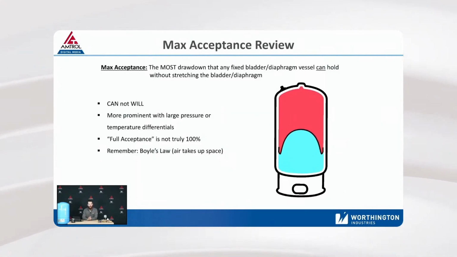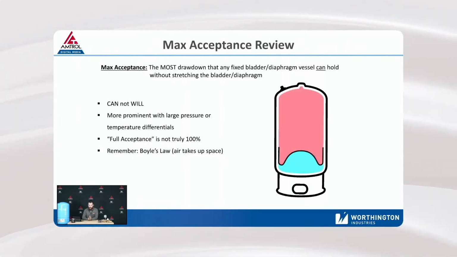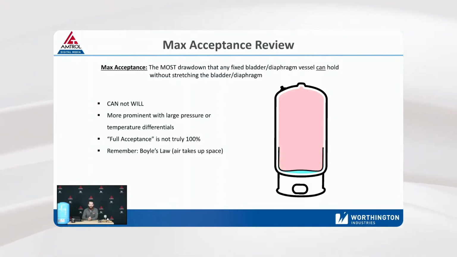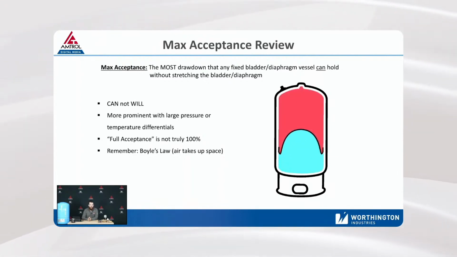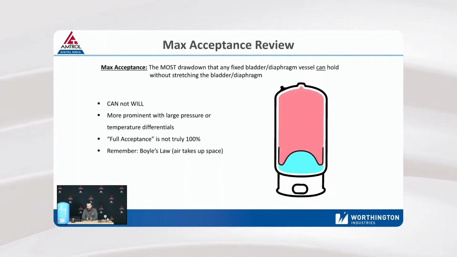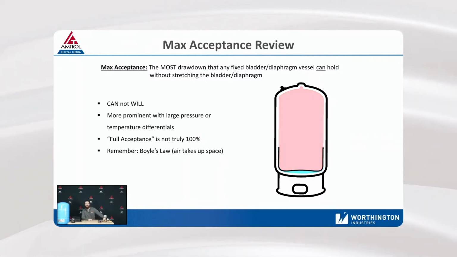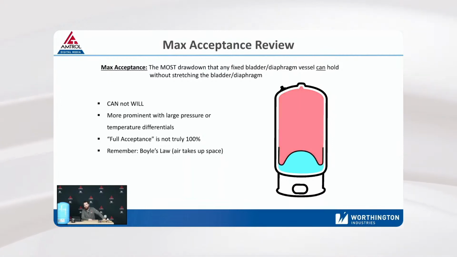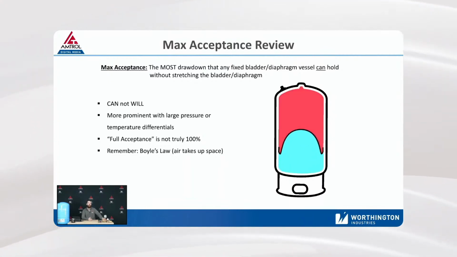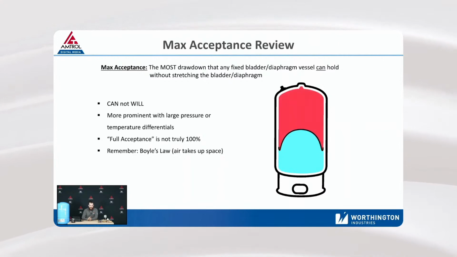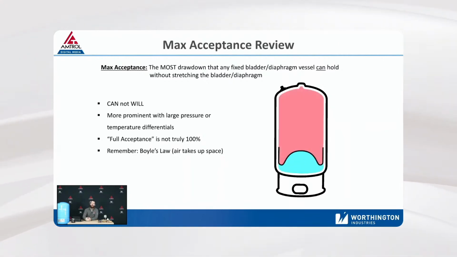So moving on here, before we jump into the new stuff, I want to reiterate max acceptance. I'm going to read that definition again, because it's very, very important. It's the most drawdown that any fixed bladder or diaphragm vessel can hold without stretching the bladder or diaphragm. And again, I underline that can. It's not a guarantee. So if your tank has a max acceptance of 25 gallons, the tank's not necessarily going to hold 25 gallons. It's only going to hold what the pressure range on your system allows, based on that acceptance factor. Like I said, 9 times out of 10 it's a number below that. So it's how much it can physically hold, but not how much it will hold in practice.